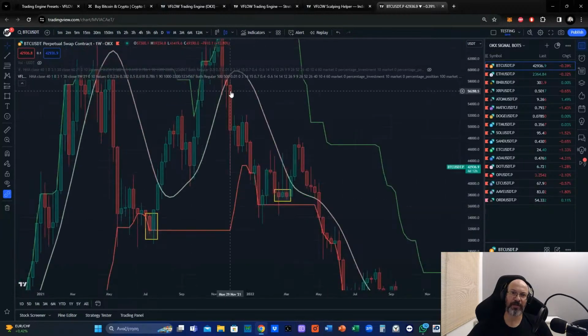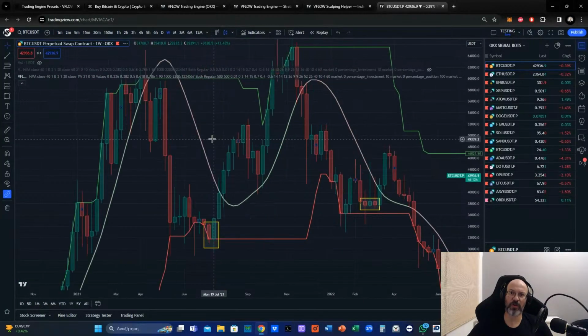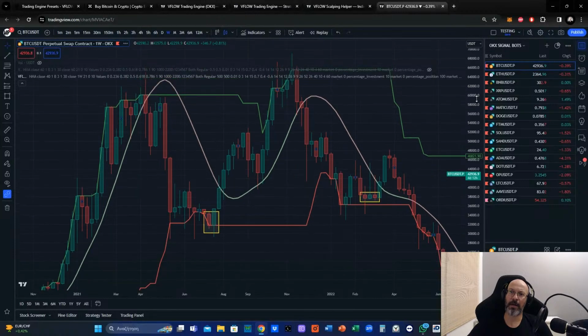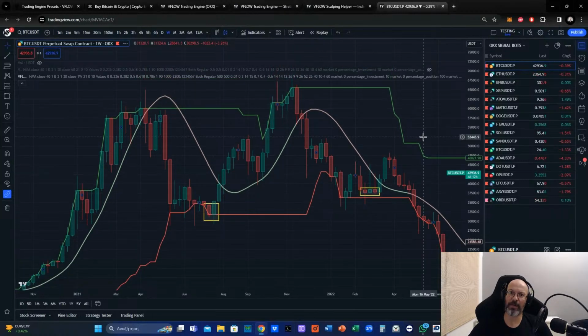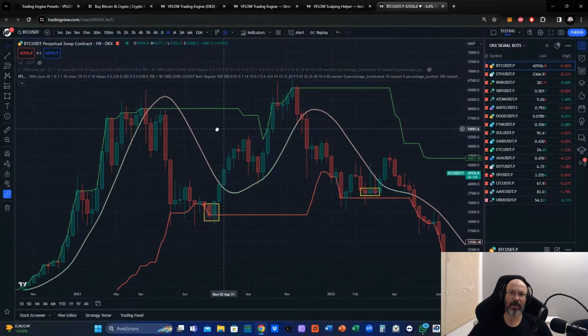It worked here perfectly. So we have almost 80% success when we break the line up. Now, can we short Bitcoin?